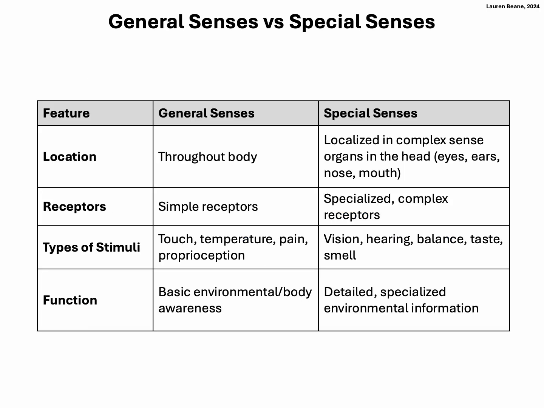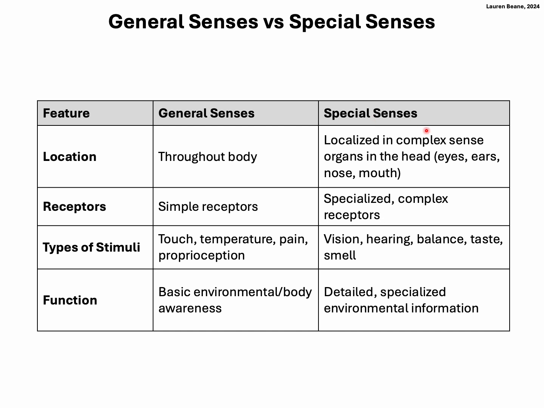So, this table summarizes the difference between our general senses and special senses. The general senses are all throughout the body, with widespread sensory receptors, fairly basic receptors in terms of the dendritic endings. Types of stimuli include touch, temperature, pain, and proprioception.